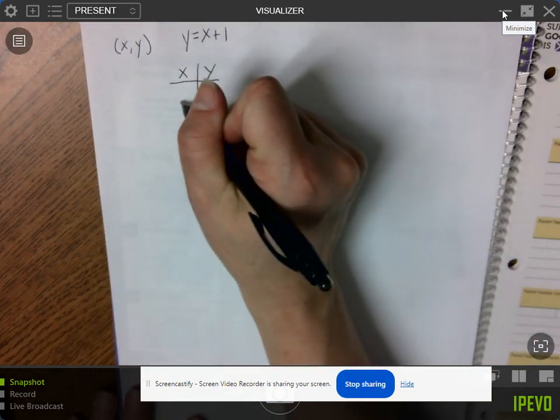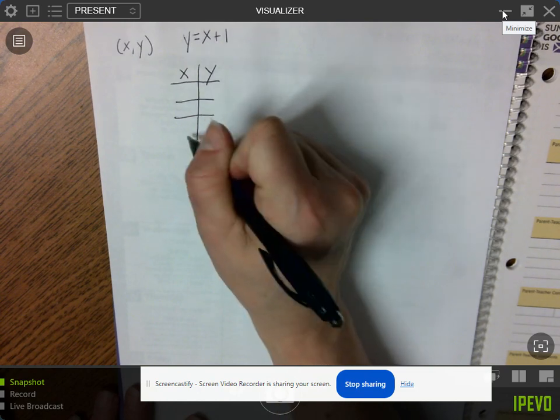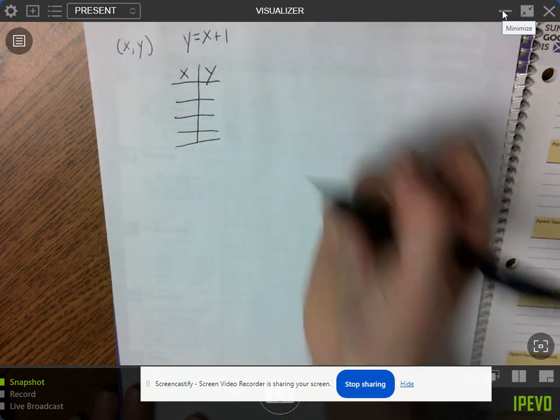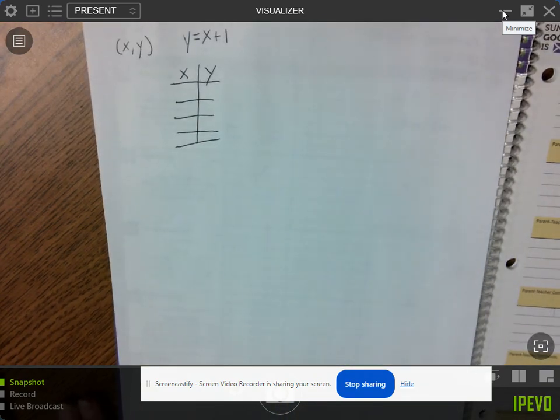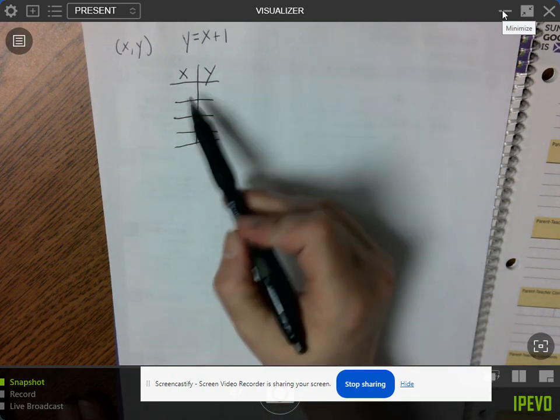So I need you to write the start of our function table. X on the left, Y on the right. And we need to have at least 4 inputs and outputs. So I'm going to make 4 spots.